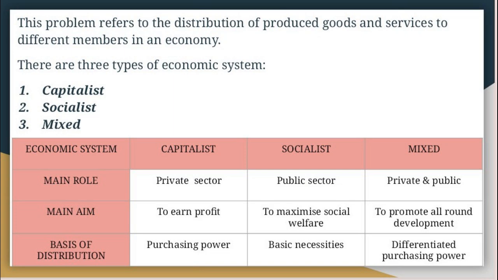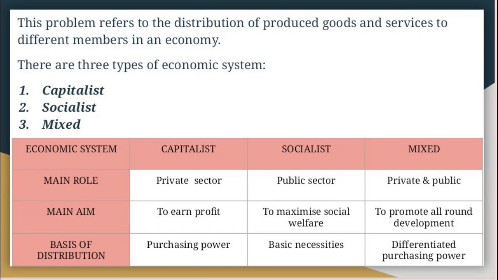Now, the next and the most important point is the basis of distribution, because we are focusing on the for whom to produce question. So, in capitalist economic system, things are distributed or provided on the basis of purchasing power, that is the financial affordability of the consumer. Means if the consumer has the financial affordability to buy that product, he will be able to enjoy that product. Otherwise, he will not be able to enjoy or get benefit of that particular commodity or service.